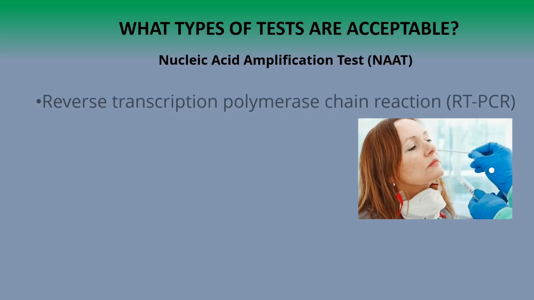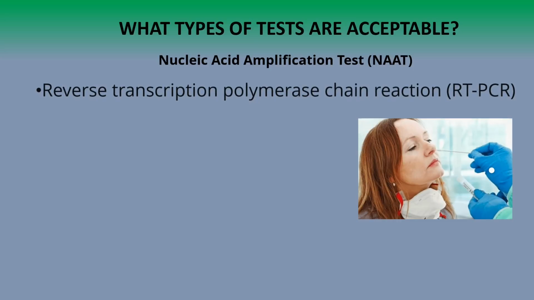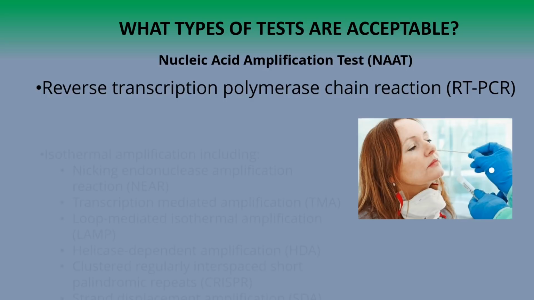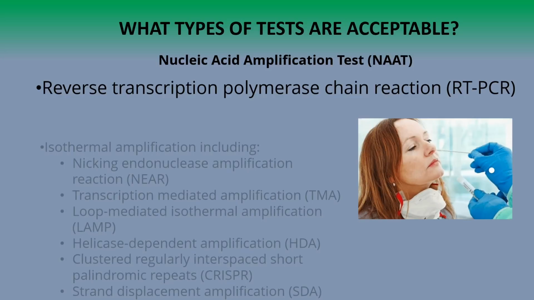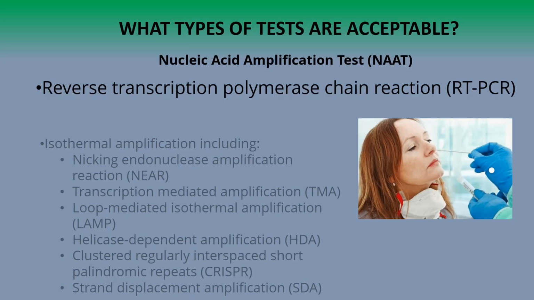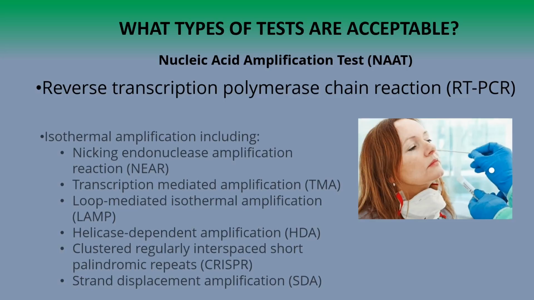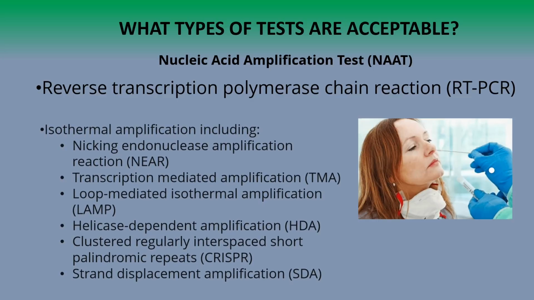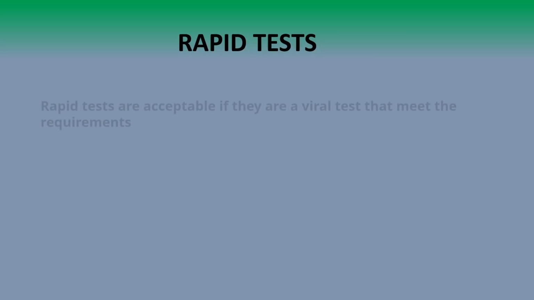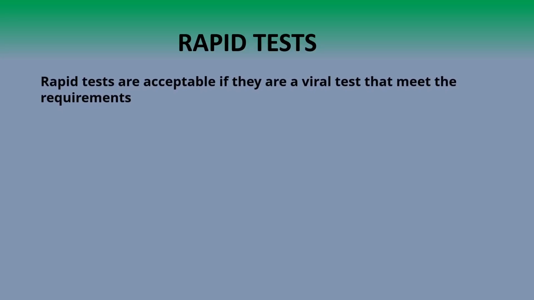Also, there are other tests that are acceptable. So let me provide you several examples. Isothermal amplification. There are several examples such as NEAR. So please take note of the wordings: TMA, LAMP, HDA, CRISPR, or SDA. These are all acceptable tests. Let's talk about rapid tests. Rapid tests are acceptable if they are a viral test that meet the requirements.